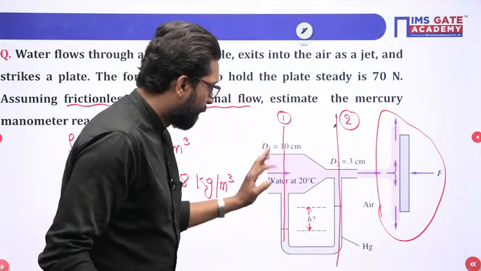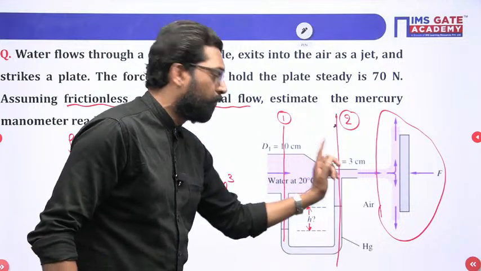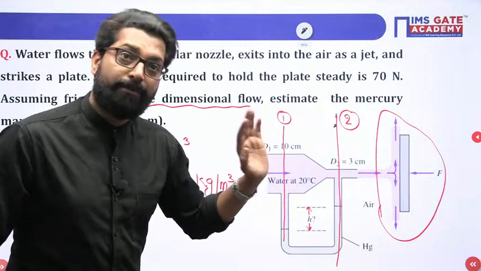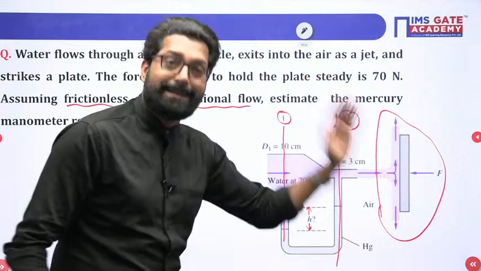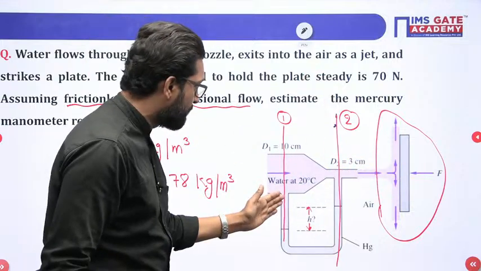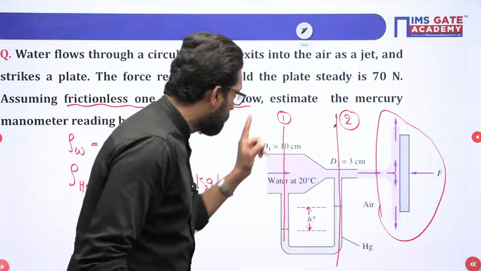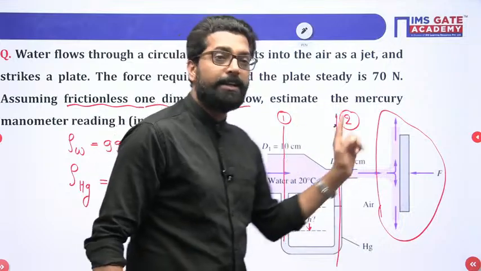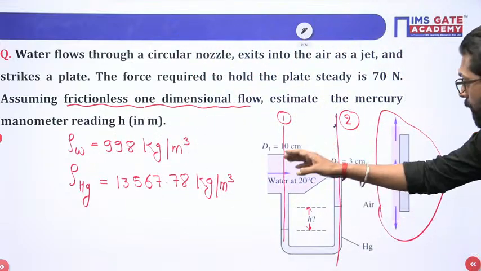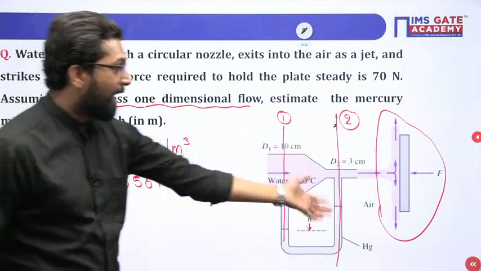See, if you apply the continuity equation between this section, A1, V1, A2, V2, you have the areas, but V1 and V2 you don't have. Also, if you apply the energy equation, why? Because it is a frictionless energy equation, that means the Bernoulli equation, total energy at section 1 and total energy at section 2. But you don't have the pressure at A and the pressure at B. So the pressure is unknown, and the velocity is also unknown. So how to find this H value?